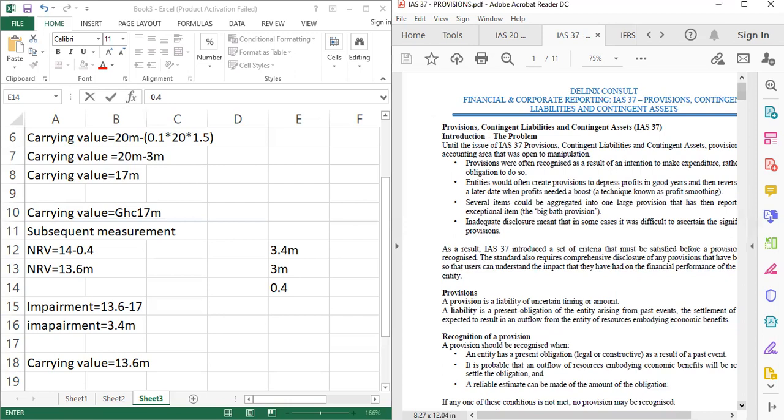The first thing is there should be a present obligation, stating that it is likely that the entity is going to pay or incur this amount. The obligation can be either legal or constructive. If you are talking about legal, we are talking about the law of the country saying that if you are an entity that operates in this particular industry, you have to make provision for this.